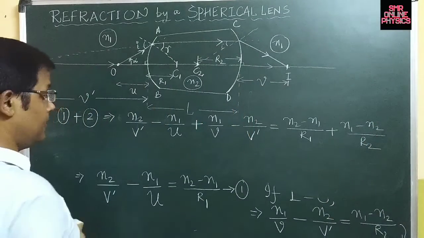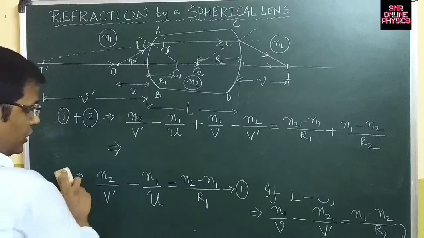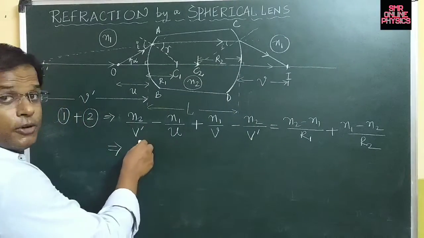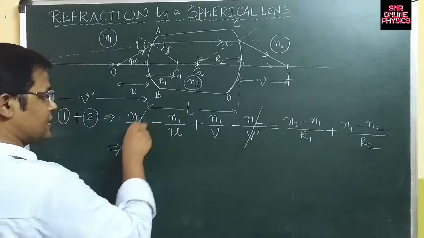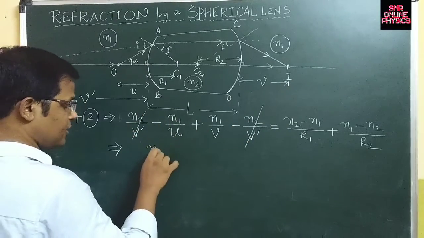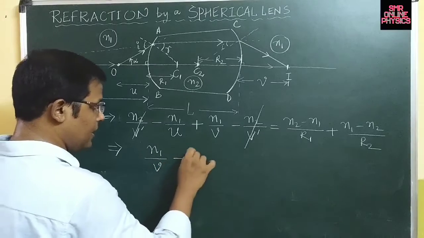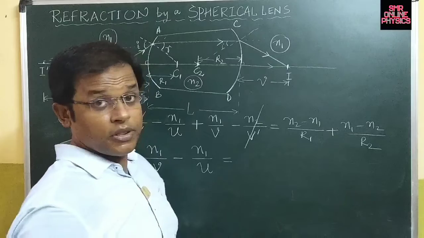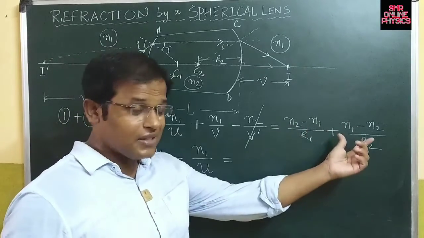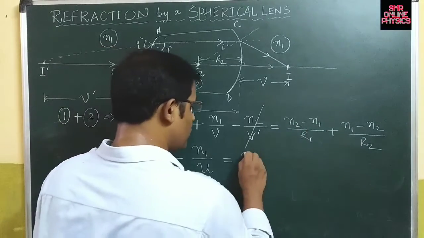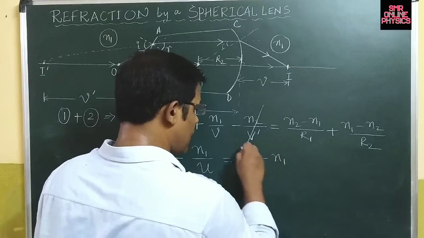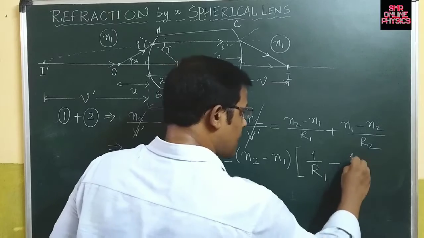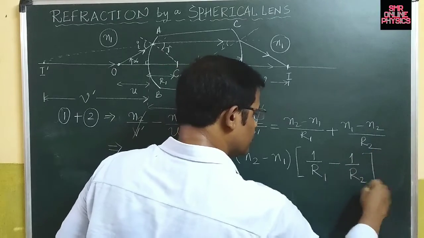That's it. Simple. So if you observe here, now I don't need these equations, get rid of them. Now you see that N2 by V prime and N2 by V prime get cancelled off, plus and minus. Let us rearrange it beautifully. N1 by V minus N1 by U is equal to, I take a common there, N2 minus N1, N1 minus N2, take the minus common out there. So you'll end up getting N2 minus N1 out of the brackets, and inside you'll be left with 1 by R1 minus 1 by R2.